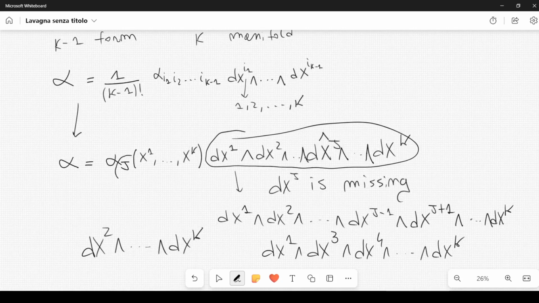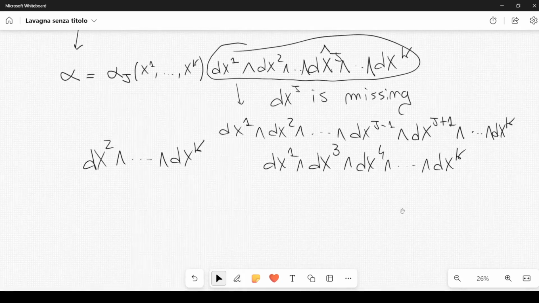And since we are summing over j, you can see that for a different value of j, there is a different missing differential. So we are taking into account the possibility that we can have all such combinations. Now, hopefully this is more clear.